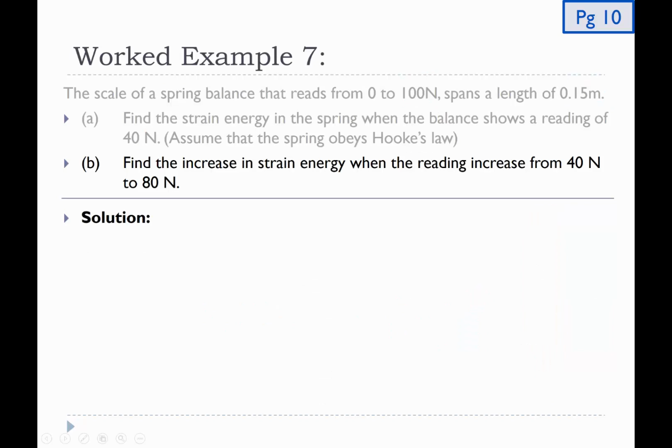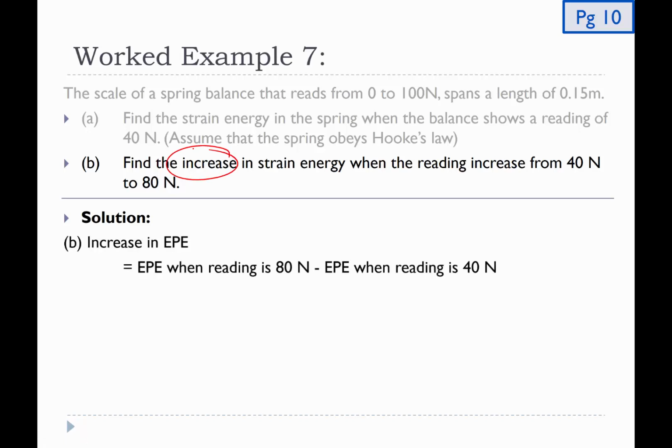Moving on to part B, here we need to find the increase in strain energy when the reading increases from 40 Newton to 80 Newton, very similar to example 6. So the increase in EPE is the difference of the EPE when the reading is 80 Newton and when it is at 40 Newton. So it is half kx squared minus half kx squared.